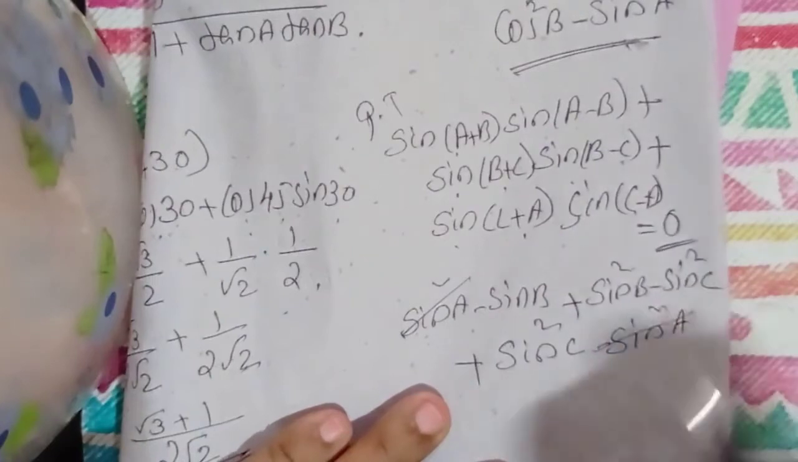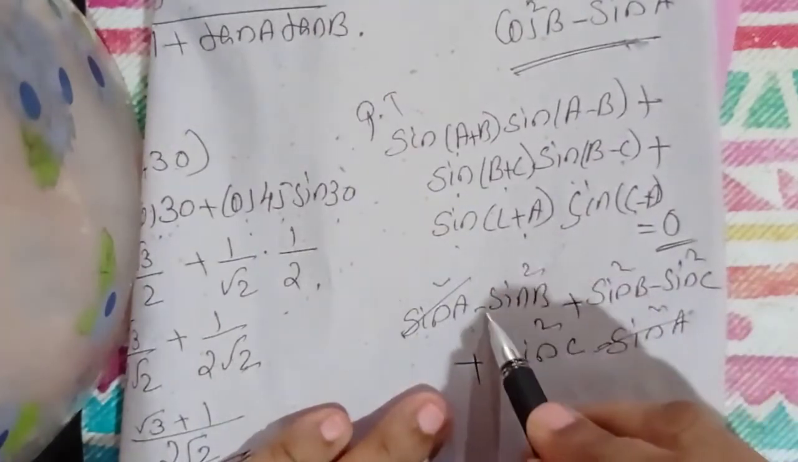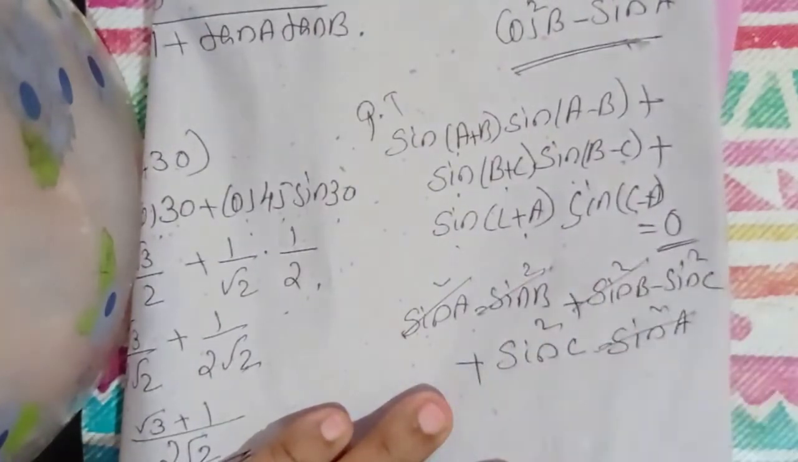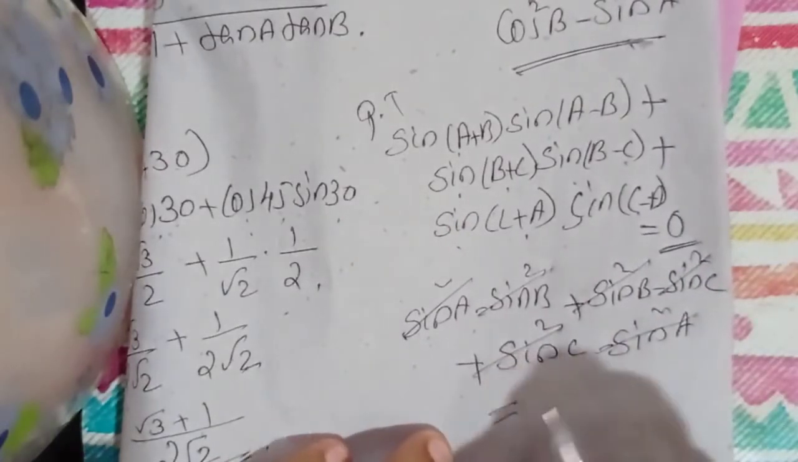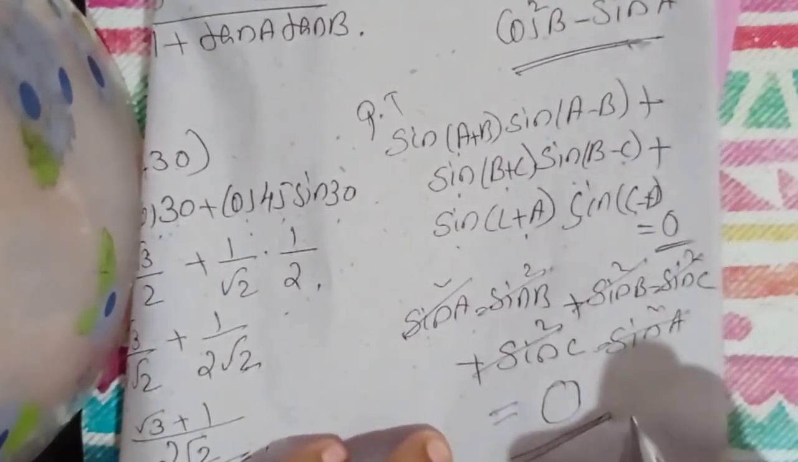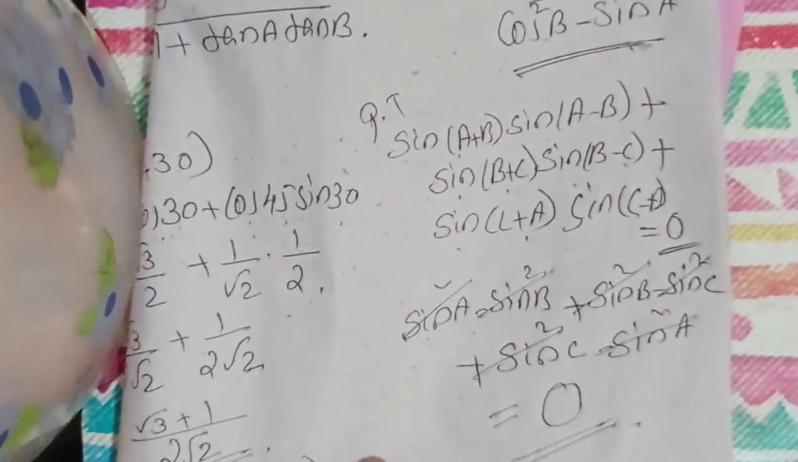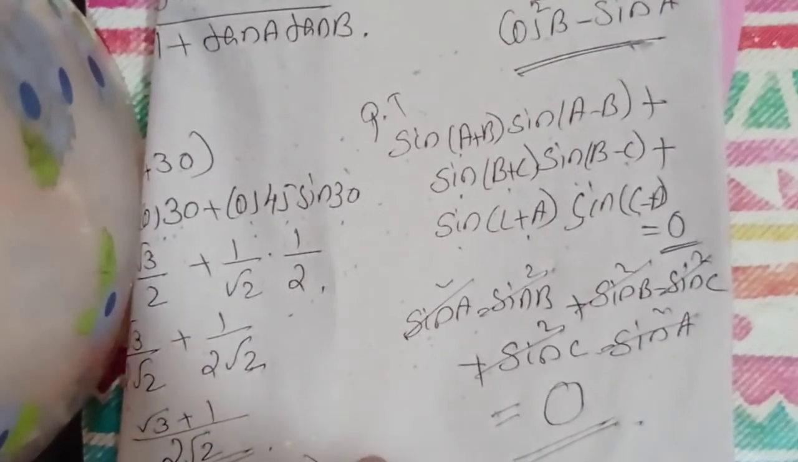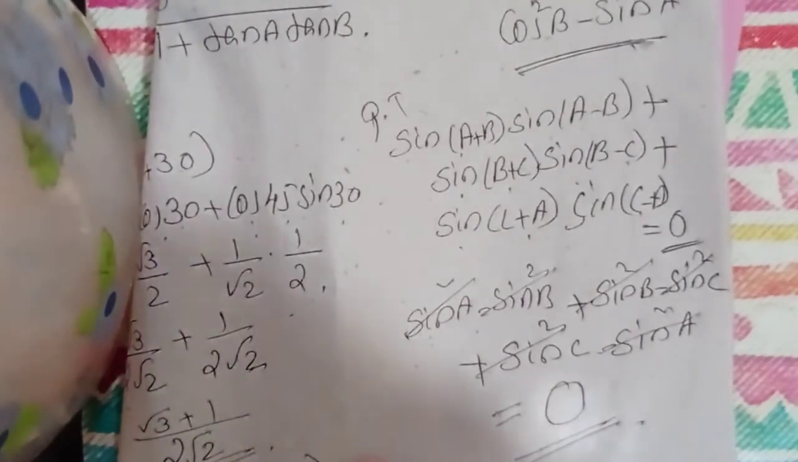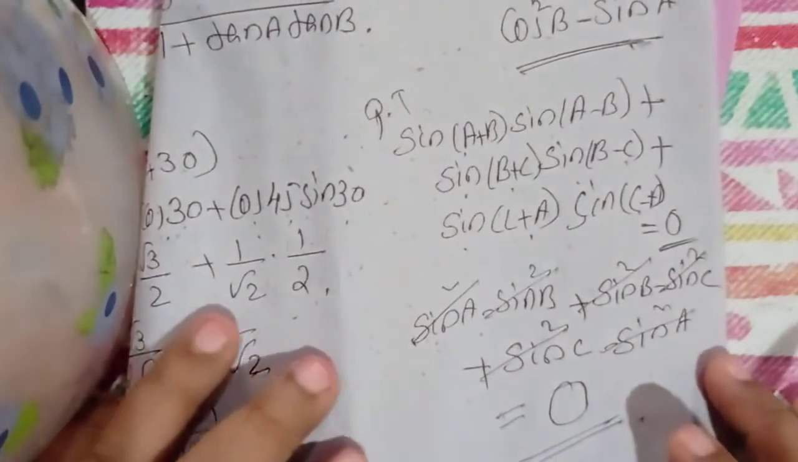Sin square A minus sin square A cancel. Minus sin square B plus sin square B cancel. Minus sin square C plus sin square C cancel. The final result is 0. Next one.